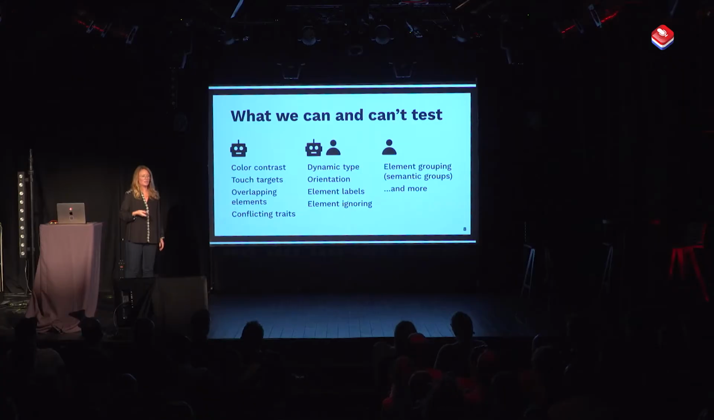An example of this would be grouping your elements into semantic groups. It's a good practice to help in understanding a screen, to take elements and group them together, so assistive technology will read them as one instead of each individual one. But you can imagine a machine can't tell you which ones should or shouldn't be grouped together.